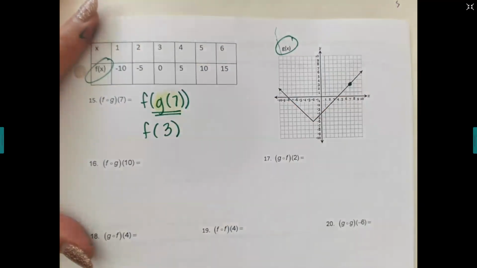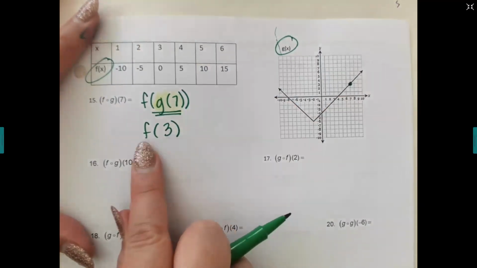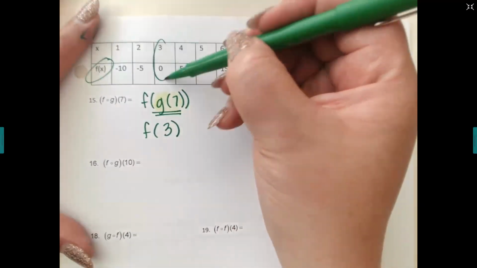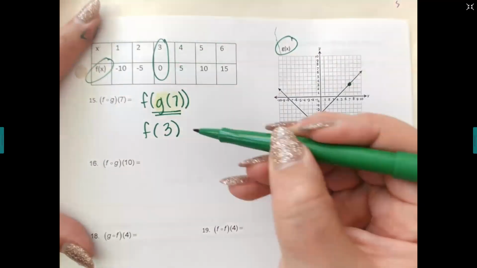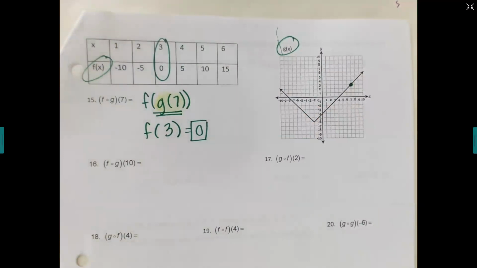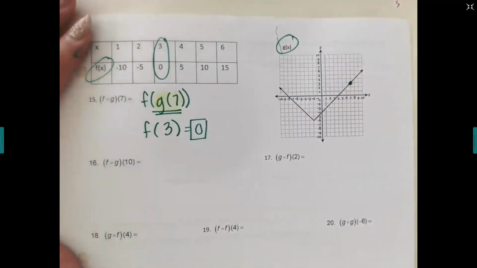But then remember, we're not done. Now we have to go to 3 on function F. So then my X is a 3 here. Then my F value is 0. So it's kind of the same. If you have a chart, you're just looking for X in the X column and then giving the Y value from here.